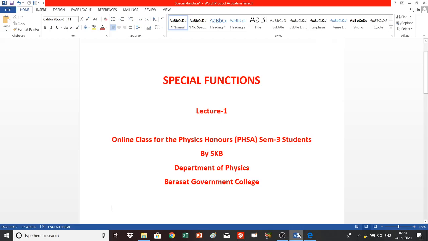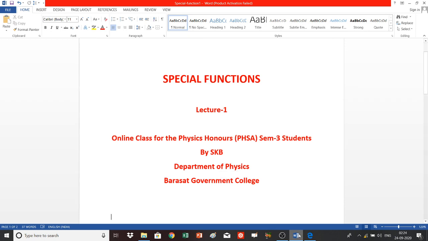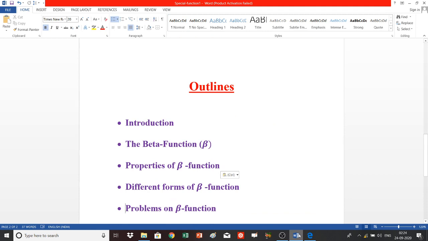And today we will study the chapter special functions. In this class we will cover the following topics. First, a brief introduction, and then the beta function, the definition of the beta function. After that, properties of the beta function will be studied, and then different forms of the beta function will be discussed, and finally some problems on the beta function.